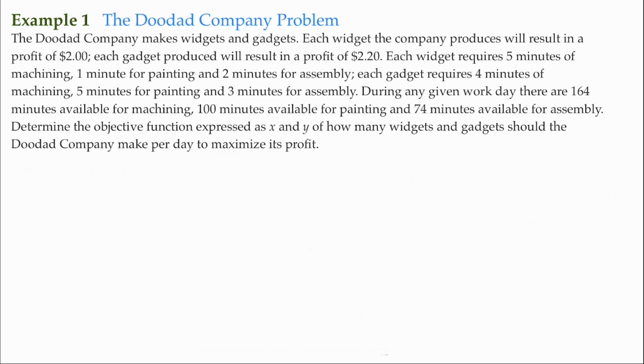So for this example, it introduces us to the Doodad Company problem, and it states, the Doodad Company makes widgets and gadgets. Each widget the company produces will result in a profit of $2. Each gadget produced will result in a profit of $2.20.